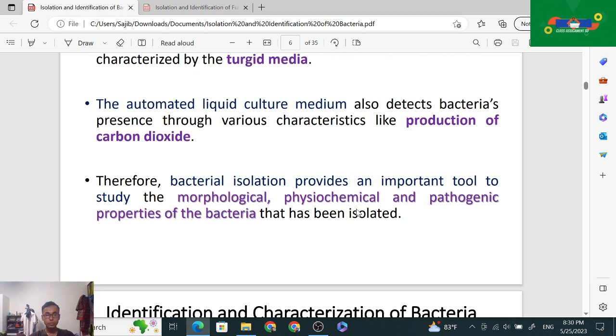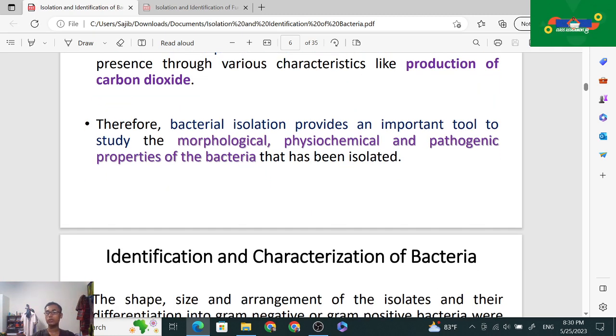Therefore, bacterial isolation provides an important tool to study the morphological, physiological, and pathogenic properties of the bacteria that has been isolated.